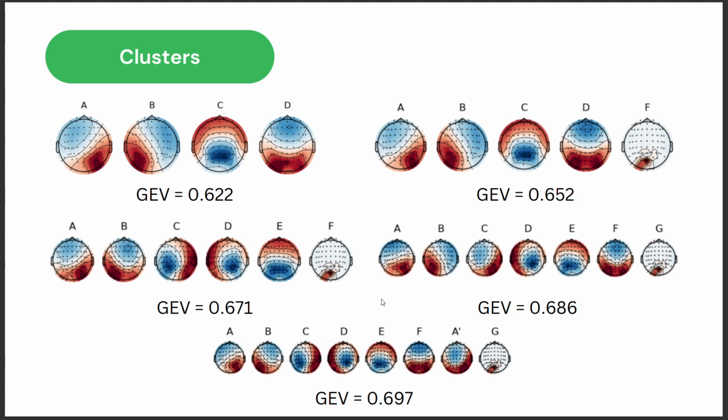Hence, I did some literature review from the past studies done in the same paradigm, and depending on the scores obtained in the previous slide and the literature reviews, cluster number 4 with GEV 0.622 and cluster number 7 with GEV equal to 0.686 comes out to be the most optimum number of clusters.